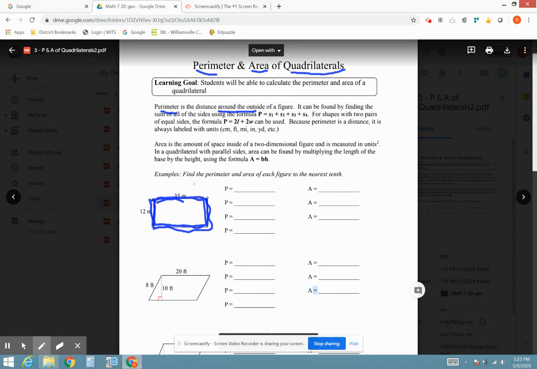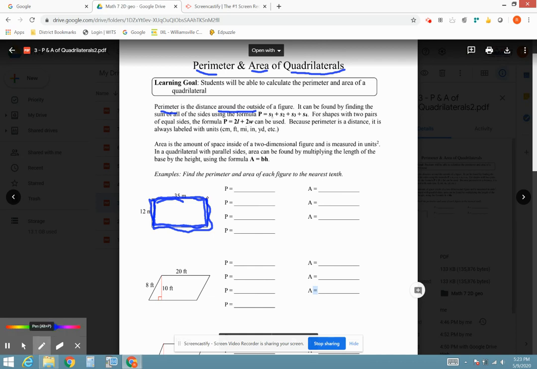If some of the sides are the same length, we can take a shortcut and say 2L plus 2W. Like in a rectangle, I have two lengths that are the same and two widths that are the same, so I can shorten up my formula. So my formula becomes perimeter equals 2 length plus 2 width. That's the formula for quadrilaterals.